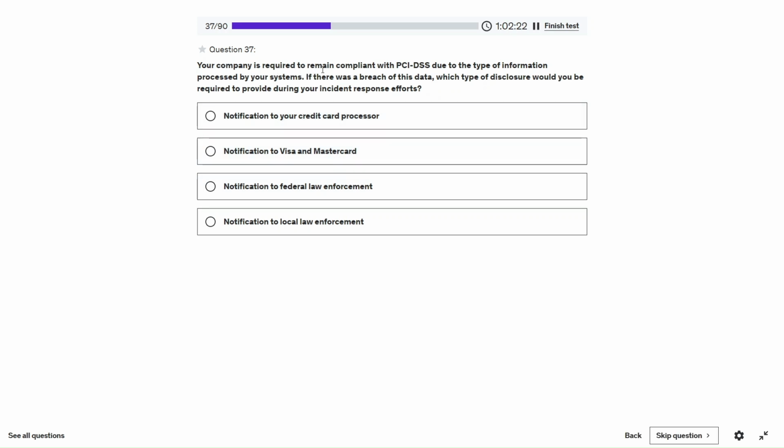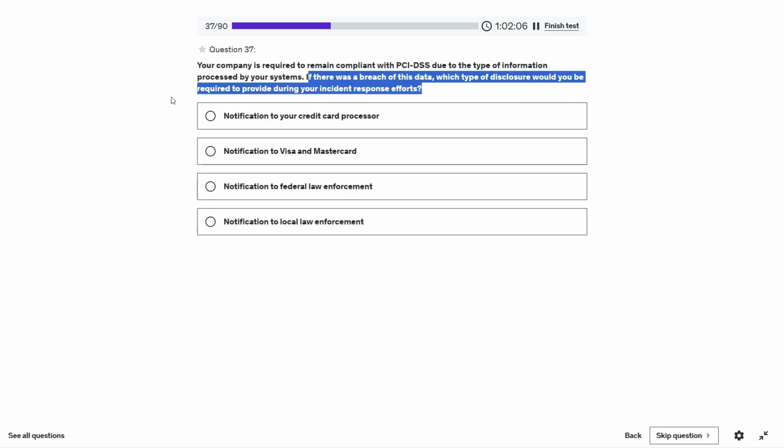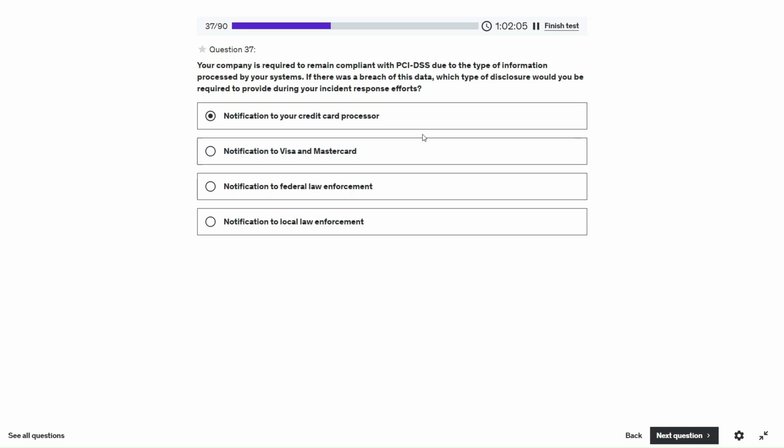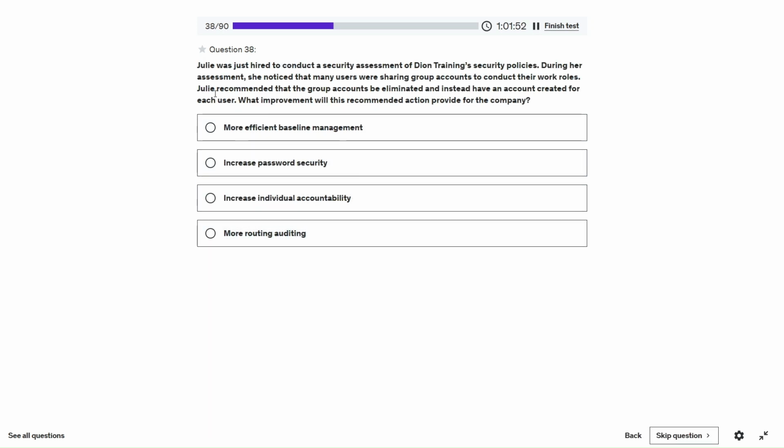Your company is required to remain compliant with the PCI DSS standard due to the type of information held by your system. If there was a breach of this system, which type of disclosure would you be required to provide during the incident? Always the credit card information. So notification to your credit card brands: Visa and MasterCard? No, because these are only some of the entities. There are other entities as well, also American Express, Union Pay, and different ones. So not these ones, but the credit card processor, credit card information.